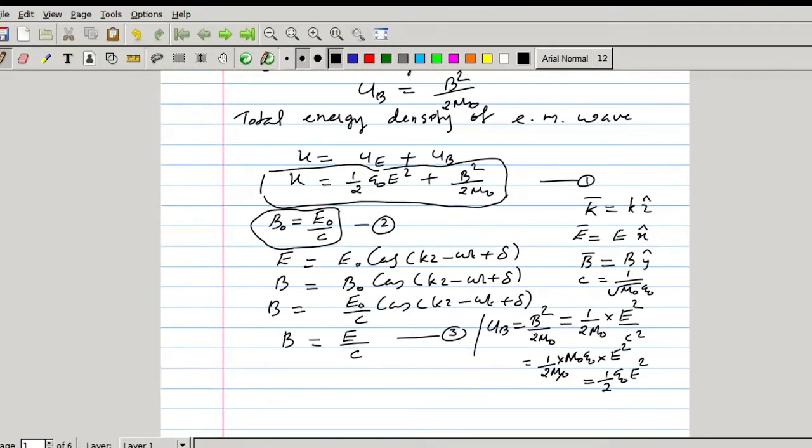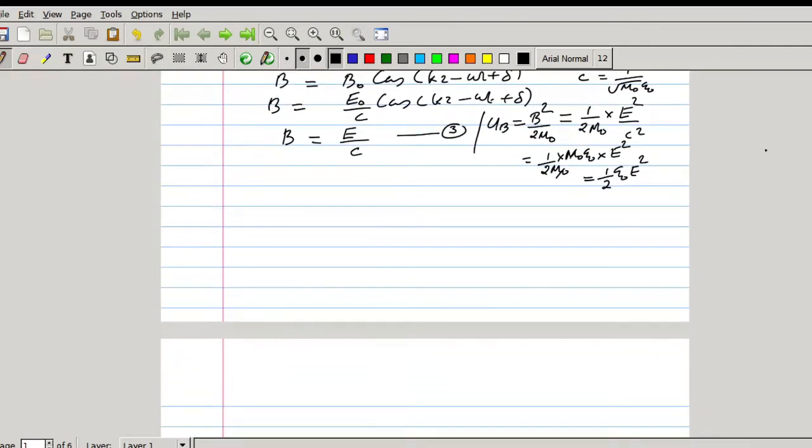That means the magnetic energy density is the same as the electric energy density, which is equal to half epsilon 0 E square. So equation 1 becomes U equal to half epsilon 0 E square plus B square by 2 mu 0, which we can write as epsilon 0 E square. The energy is equally carried by electric and magnetic field vectors.